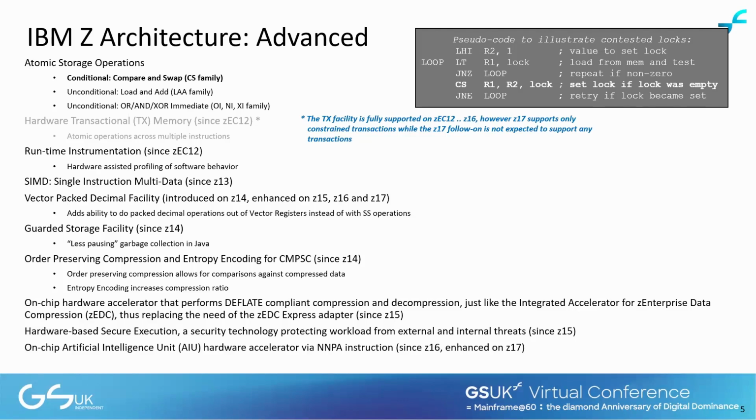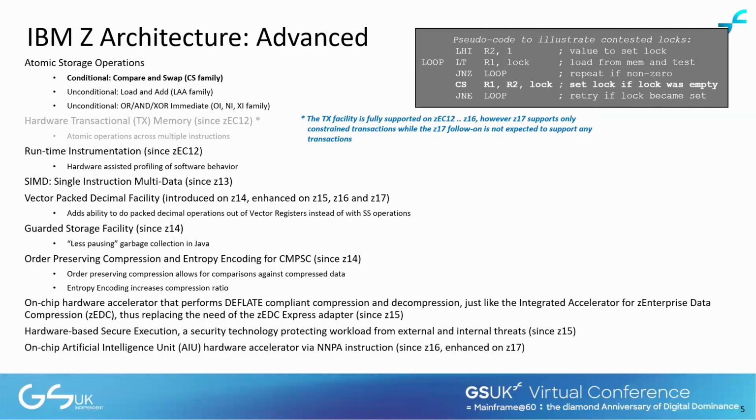So other robust additions to the architecture in the modern era: runtime instrumentation, so you can do compiler profiling, sniff out which modules are hot or which branches are particularly difficult to predict, etc. We already talked about SIMD and the vector stuff. We'll talk more about the vector stuff later.